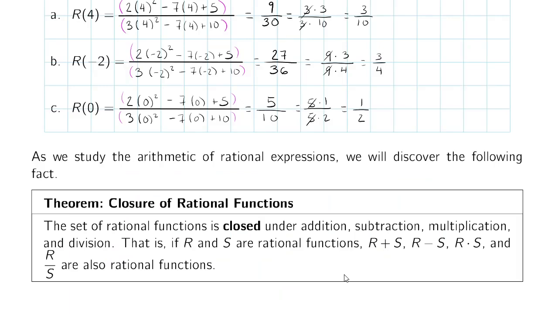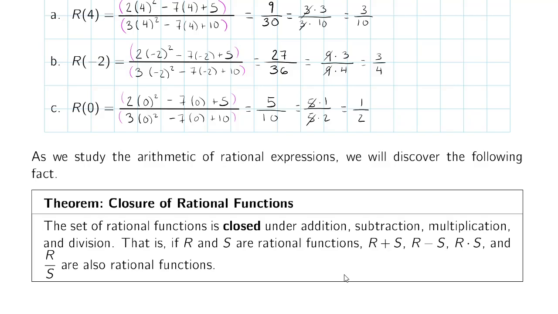Now, just like we did arithmetic to polynomials, we can do arithmetic to rational expressions. And as we study the arithmetic of rational expressions, we'll discover that we can add, subtract, multiply, and divide them and get another rational expression as the result. So the rational functions are closed under all four operations: addition, subtraction, multiplication, and division. That is, if we have two rational functions, their sum, difference, product, and quotient are also rational functions.